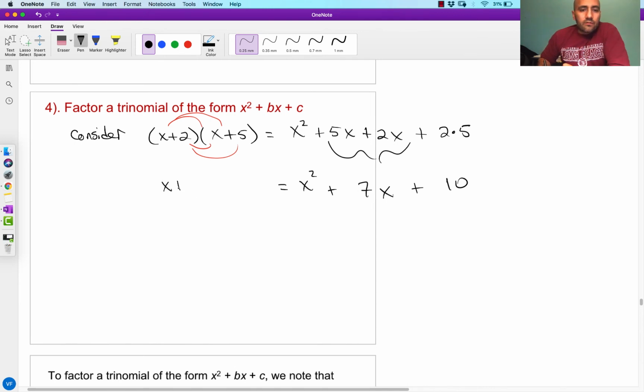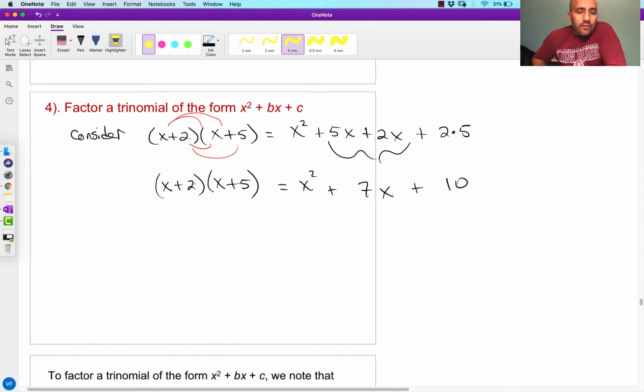Okay, so let me copy this over here. x plus 2 times x plus 5 equals this. Again, a lot of math is all about patterns. If we think about the relationship between this number and this number, notice that they multiply to give you that 10 and they add up to give you that 7. We can see why that is. As we FOIL, the last step is to multiply the 2 times the 5, so we get that 10. And the middle part comes from combining like terms, which ends up being the sum of these two.